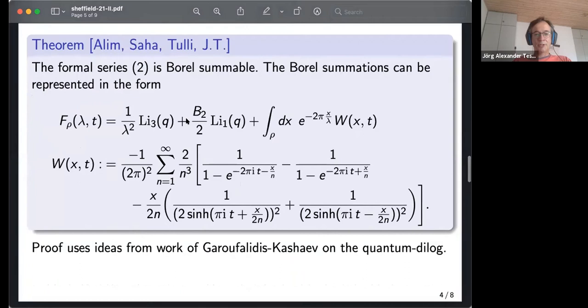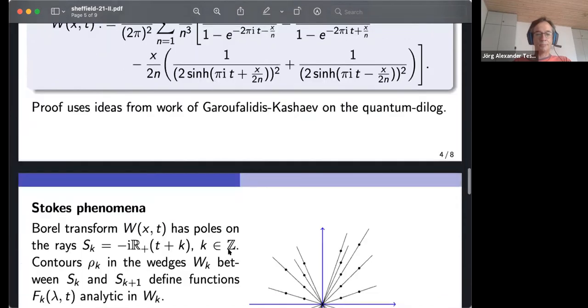We have some results on the Borel summability of this series. Here's the formula. We can prove this series is Borel summable, and it comes down to computing the Laplace transform of the Borel sum. I should mention this uses and generalizes some ideas of Garoufalidis-Kashaev, where they did a similar exercise for the quantum dilogarithm. Okay, so that's what we have.